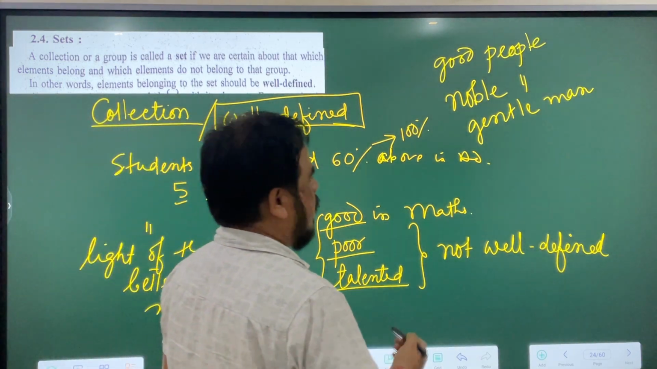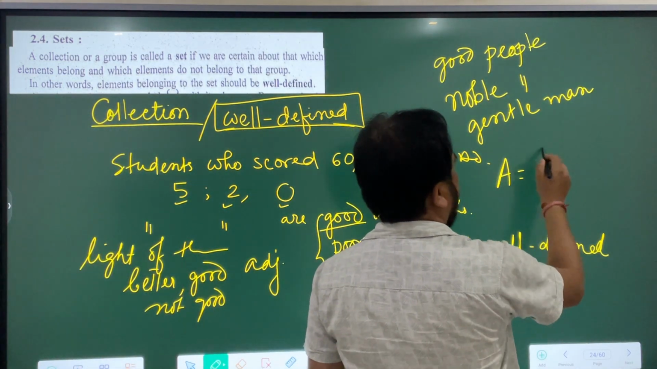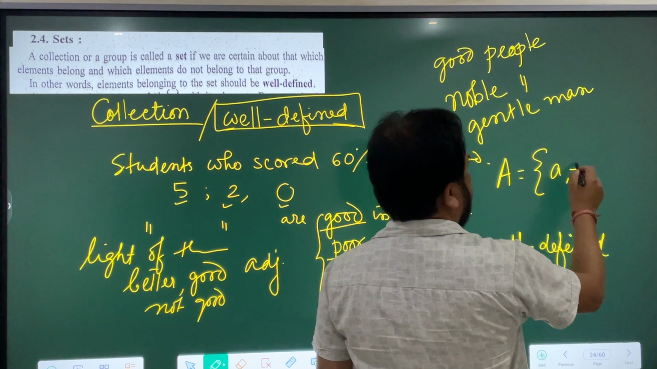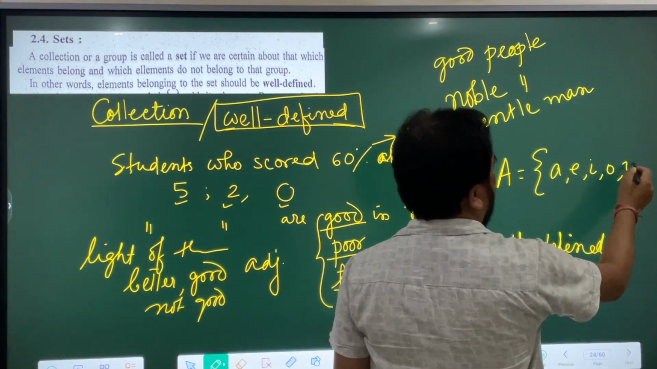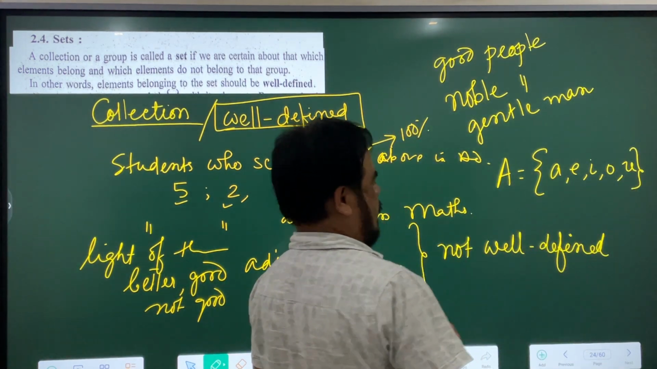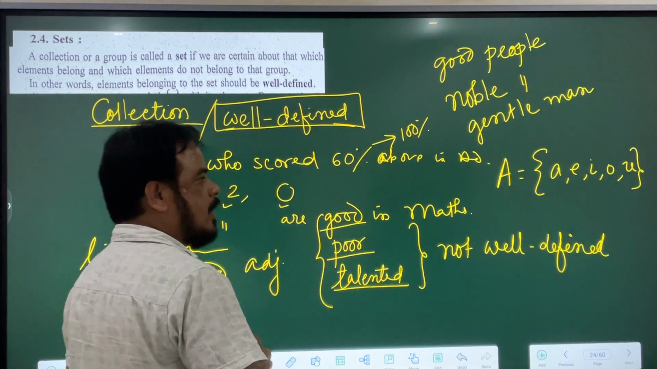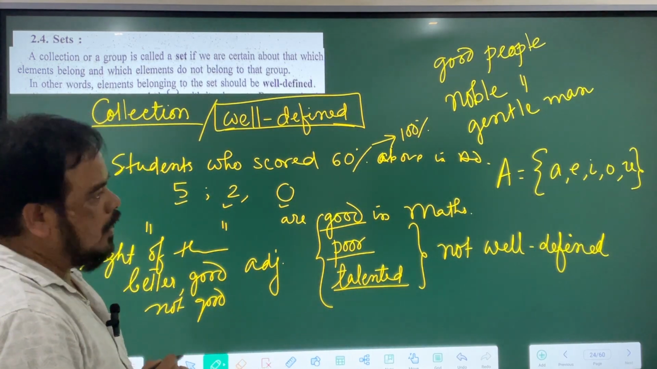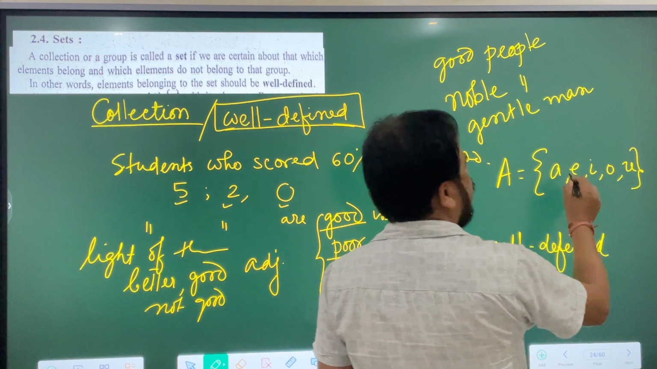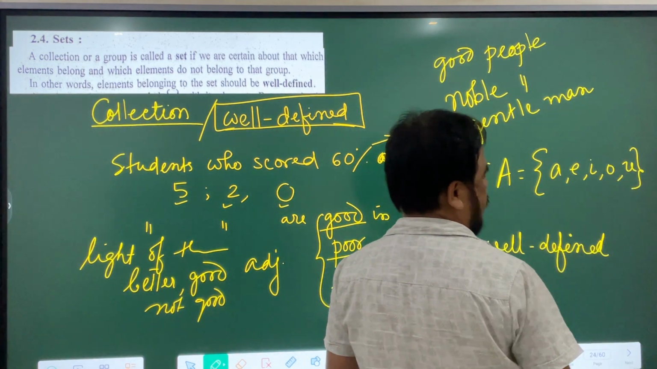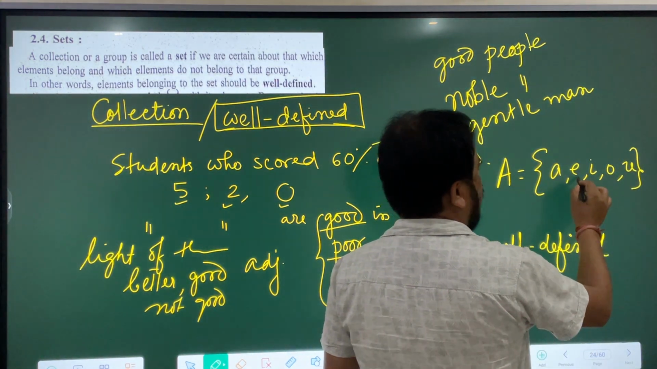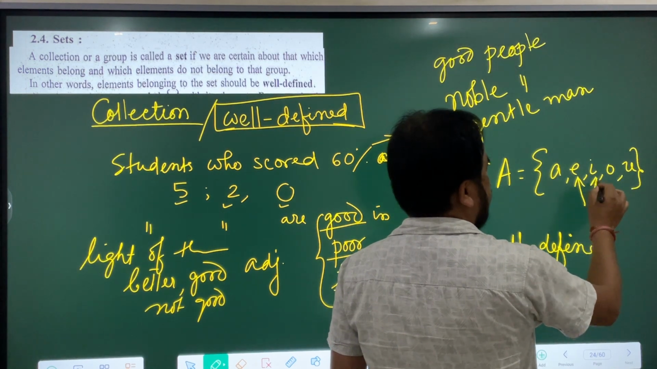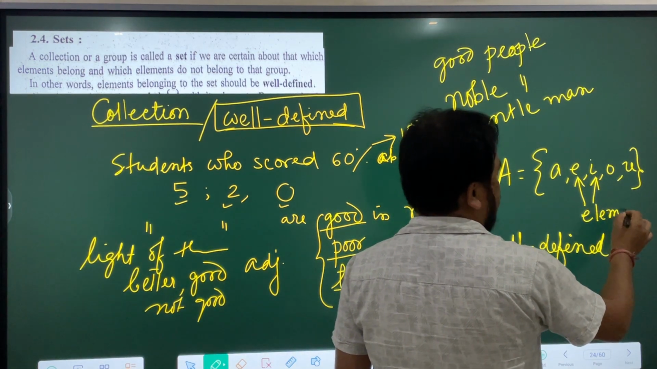Any set, A is equal to {A, E, I, O, U}. This is a set in which 1, 2, 3, 4, 5 elements are there. Each one is called an element.